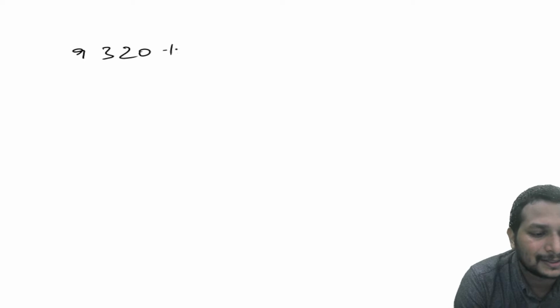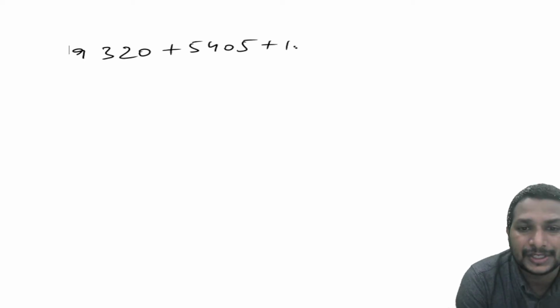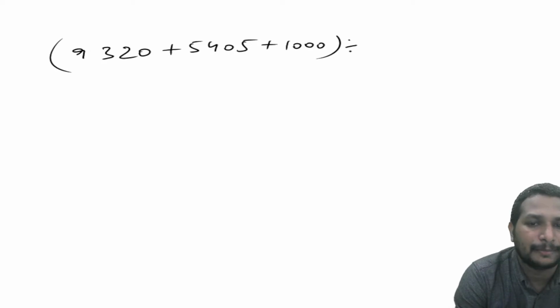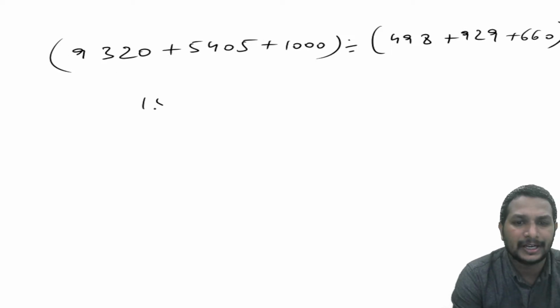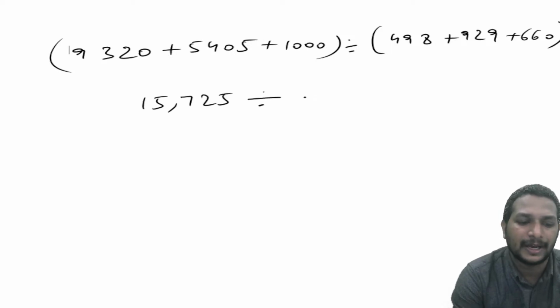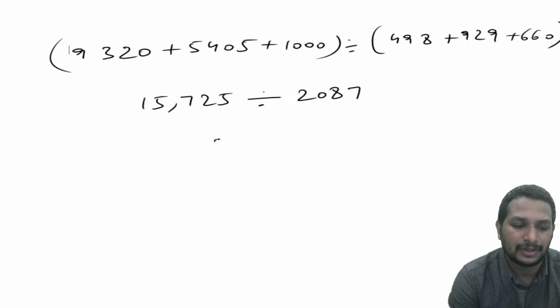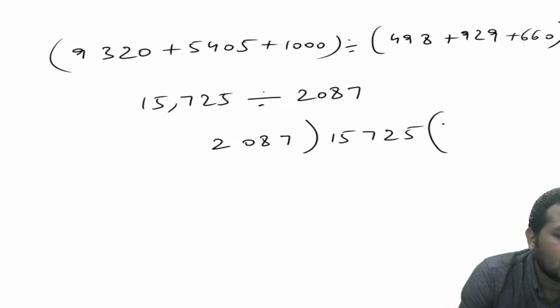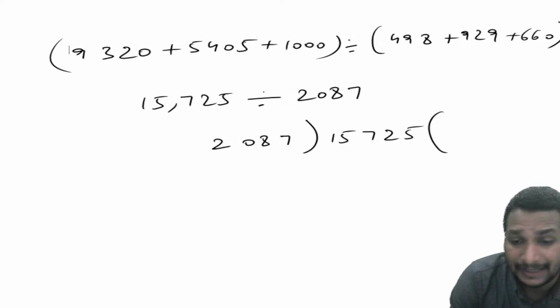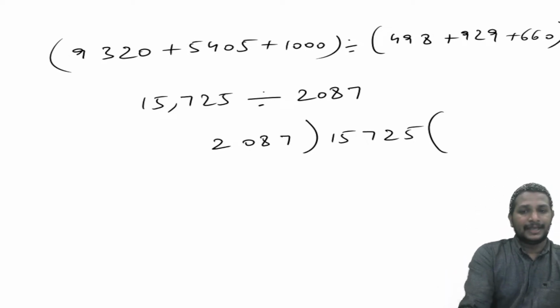Over here they gave the numbers 93,545 plus 1000, okay, divided by 98. Add all of these numbers, we will be getting 15,705 divided by 1087. If you do the calculation, here you will be getting the answer in approximate way. Okay, no need to calculate it in that way.